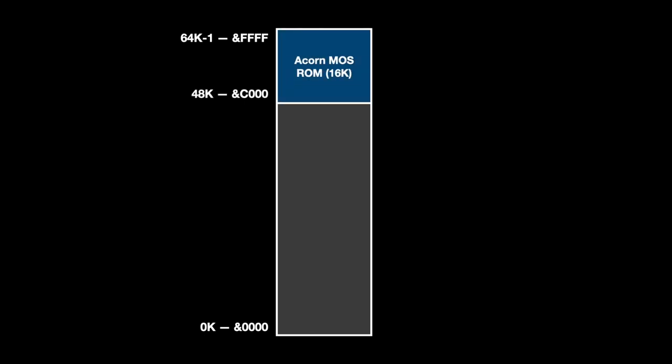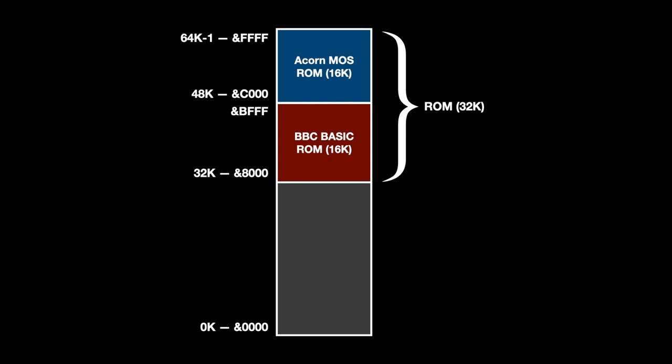The 6502 processor in the Electron has a 16-bit address bus and can address a total of 64 kilobytes of memory directly. The top 16K of this is the Acorn MOS ROM, the Electron's operating system. The next 16K down is the BBC BASIC ROM. This gives the Electron its total of 32K of ROM. And finally, the bottom half of the memory is the 32K of RAM.